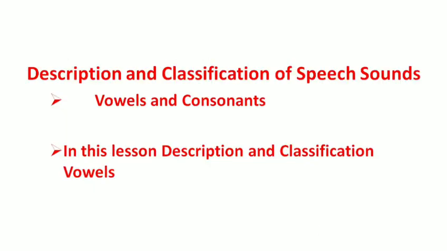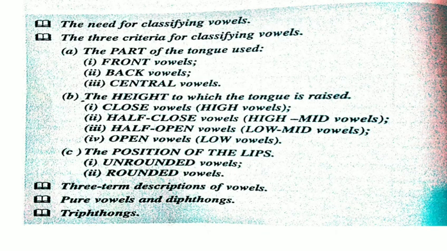As well, we learned in the last video the mouth organs, especially the tongue. The tongue is the active articulator for producing speech sounds, and the second active articulator among the organs of the mouth is the lips. Both lips also move to some extent. In this video we are going to describe and classify speech sounds in English, especially vowels and consonants, and we will classify and describe how vowels are produced.